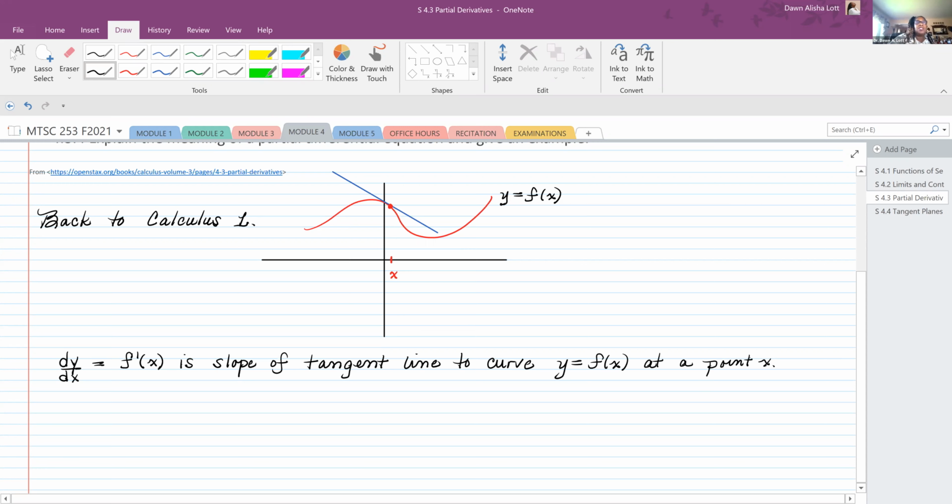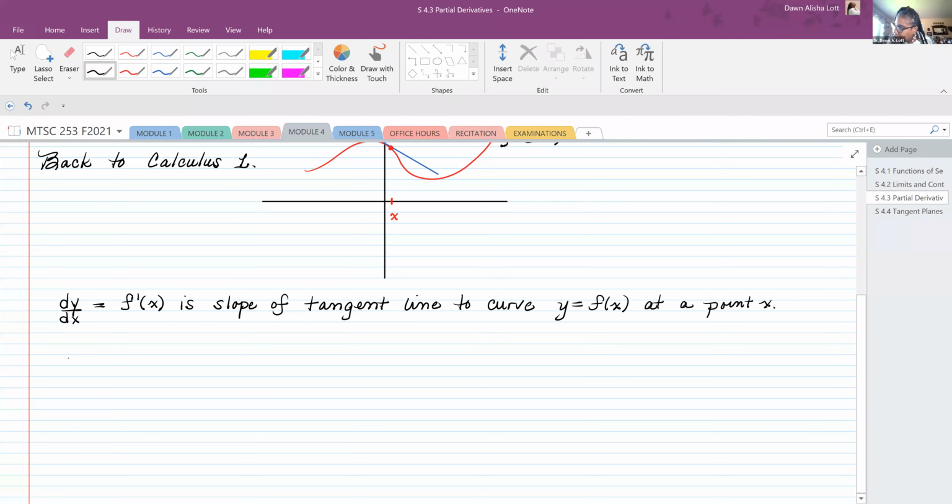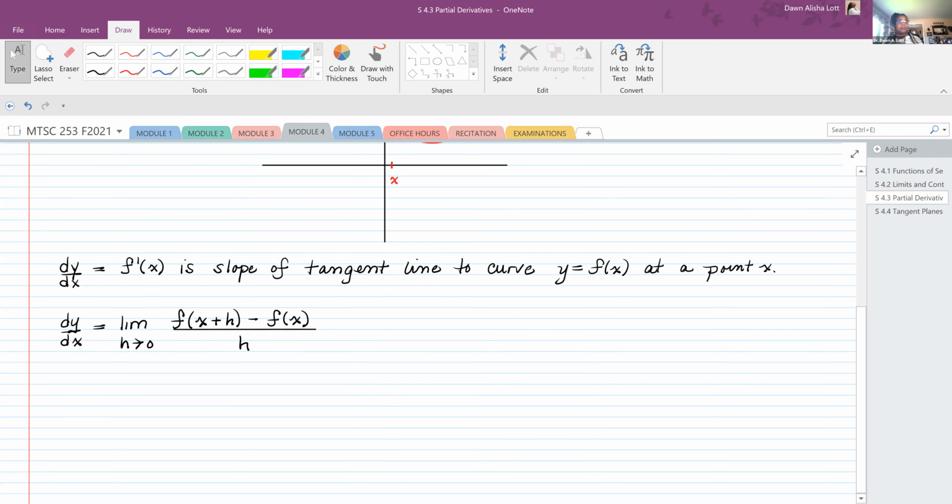Okay, and that is so basic. We don't have a problem finding it. We say dy dx is the limit as h approaches 0 of f of x plus h minus f of x, all over h. And once you learn how to do that, take the limit, life is good.